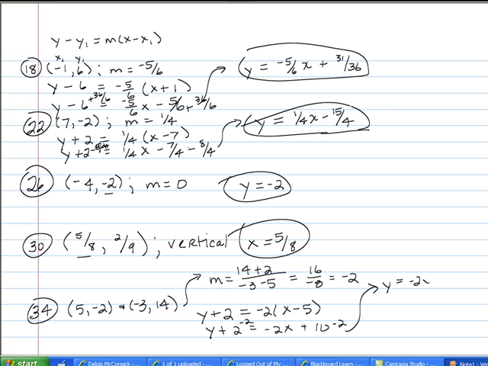Number 40, we're doing the same thing. -2, 2, and 4, 2. So first thing is to find a slope, 2 minus 2 over 4 minus a -2. So over 6 is a slope of 0. That means we have a horizontal line, and that's of the form y equal to, and we can see in both cases, 2.